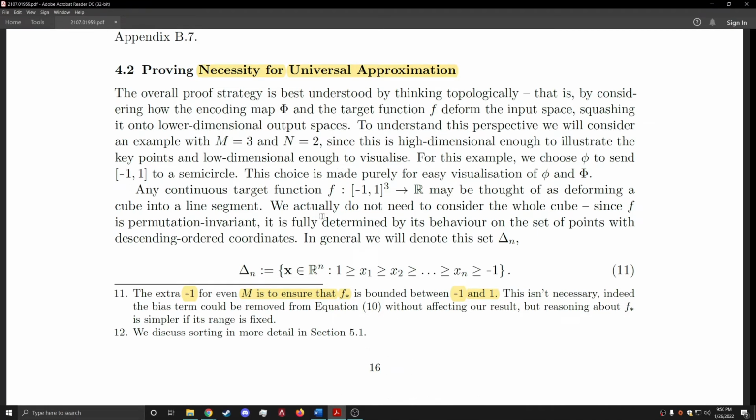So we're going to do something really funny. We're going to do something really weird. We're going to talk about f, which maps this hypercube. It's not even a hypercube. Right now it's just a normal cube. We're doing this for visualization. We're taking m equals 3 and n equals 2. And we're showing that n equals 2 will not suffice.